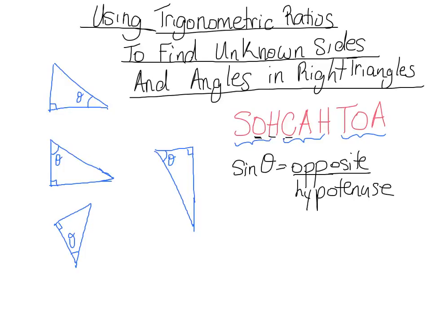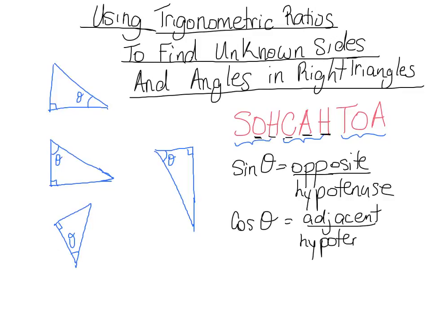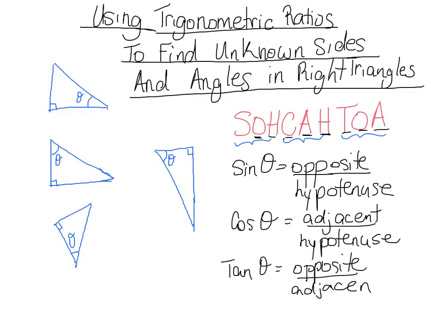Our second ratio, the cosine, C for cosine, of an angle is equal to the A for adjacent over H for hypotenuse. That's our second ratio. And finally, our third ratio, T for tangent of an angle is equal to the O opposite over the A adjacent, A for adjacent. And those are our three trig ratios: sine, cosine, and tangent.